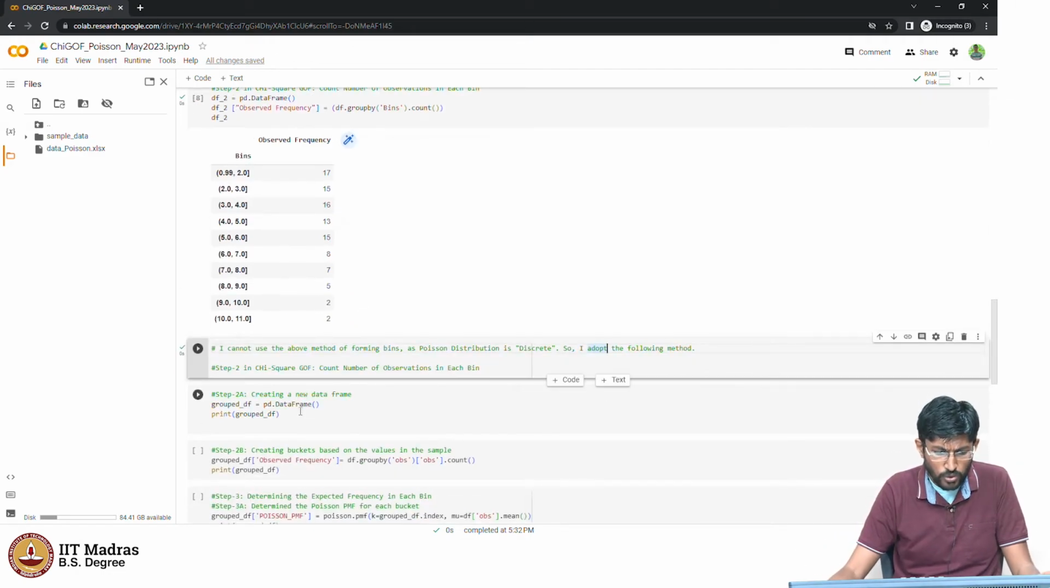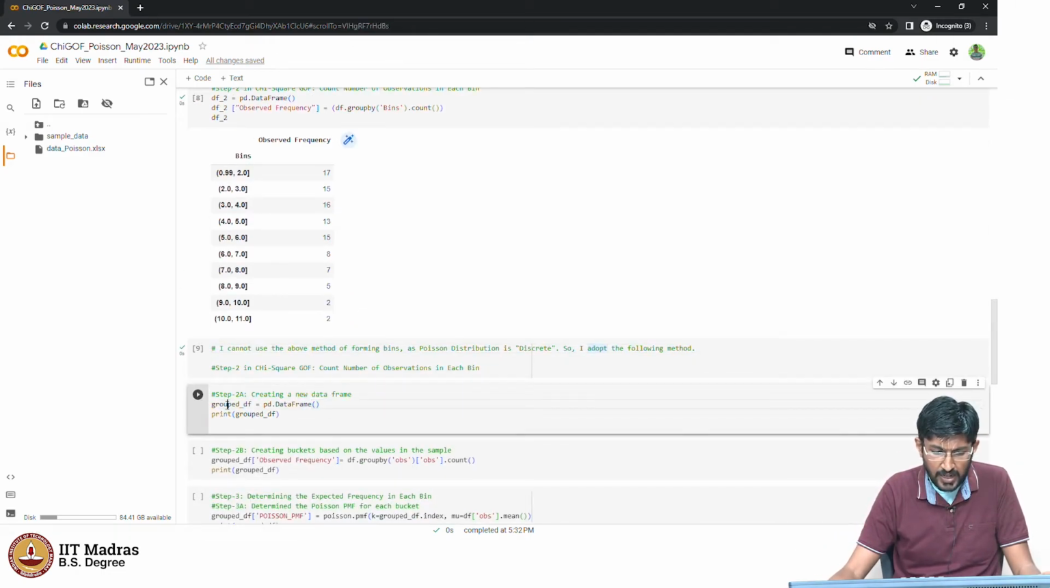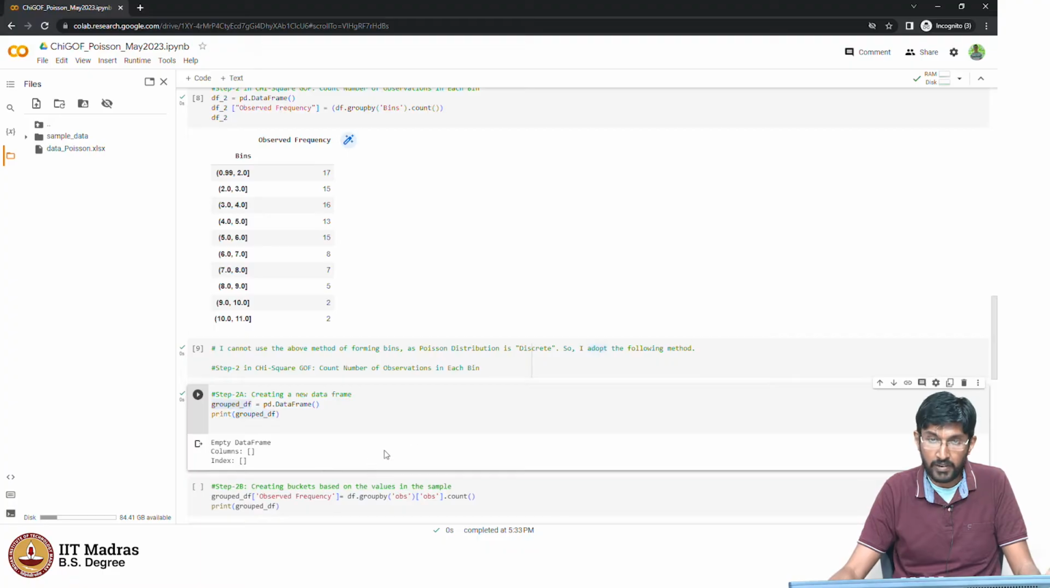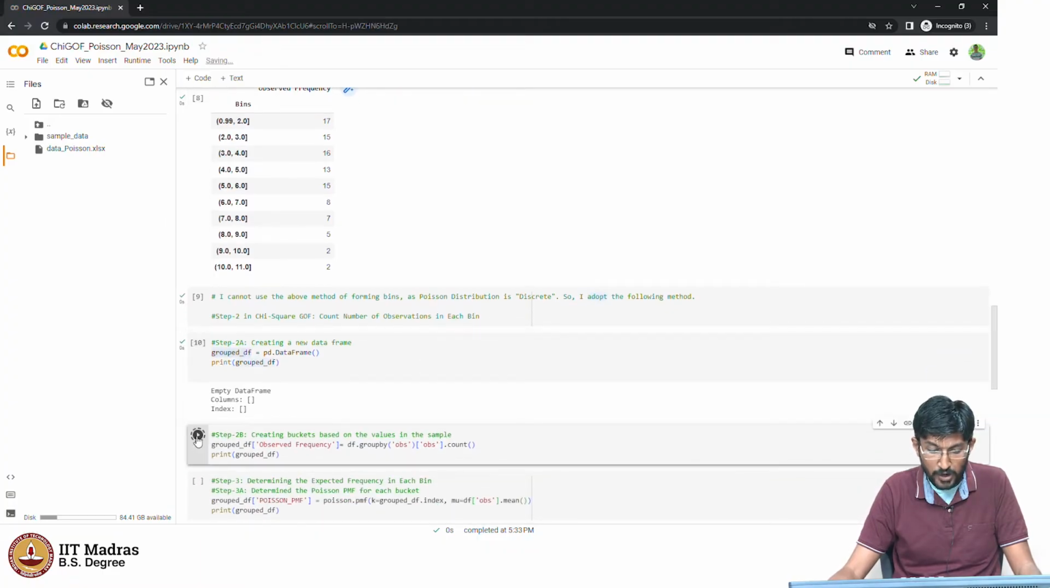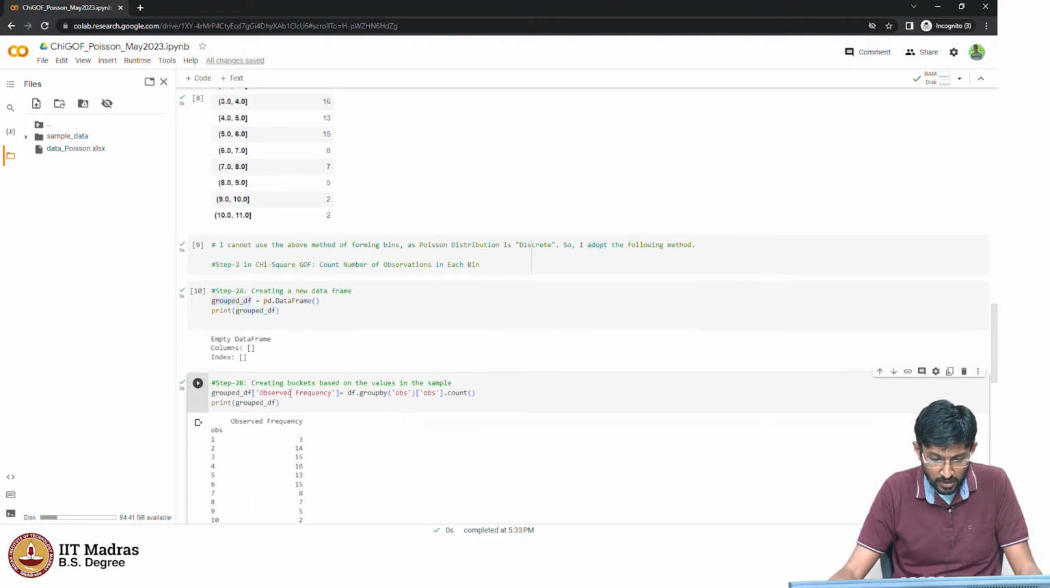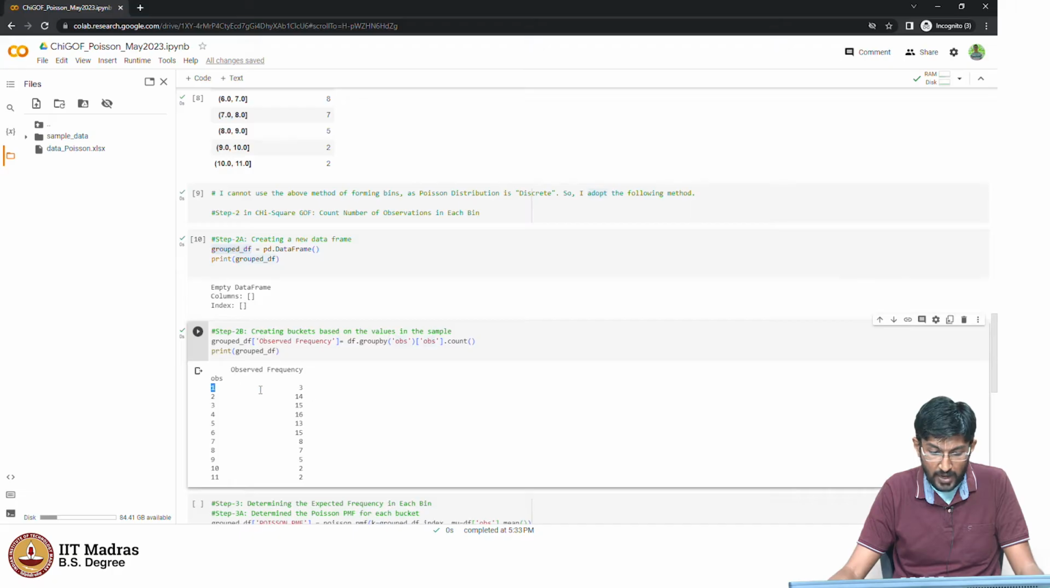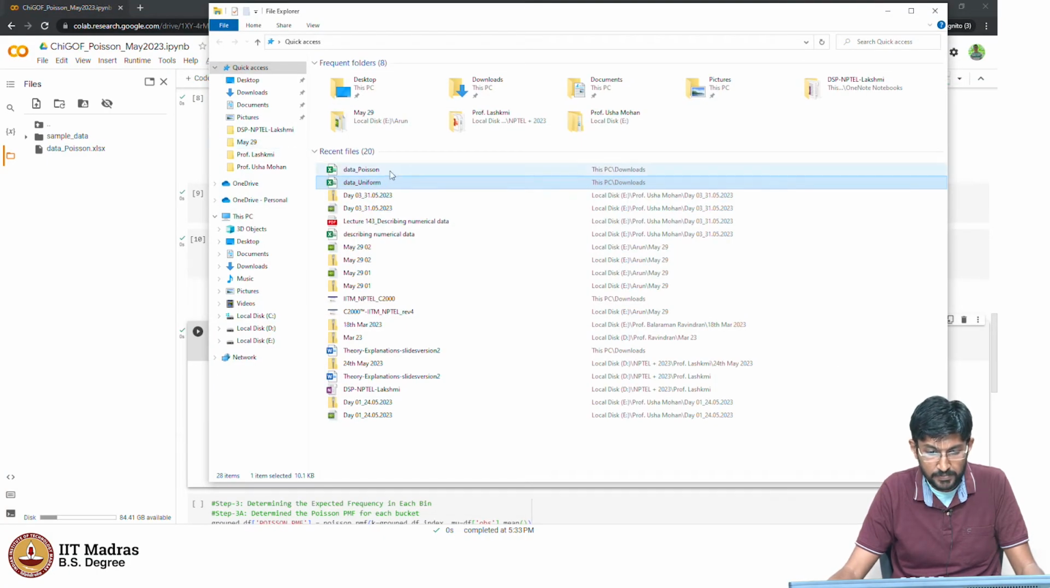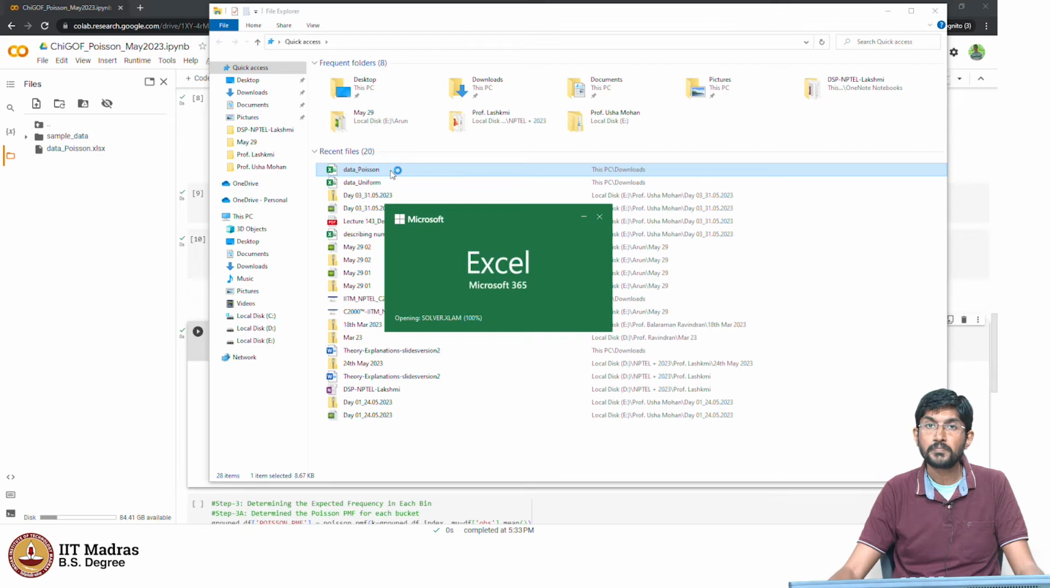And what would I use? I would basically start creating this new data frame called group.data. It is an empty data frame, and in this group.data, for every observed frequency value that I have, I am going to count the number of times it has happened. So 1 has happened 3 times, 2 has happened 14 times, 3 has happened 15 times, and so forth.